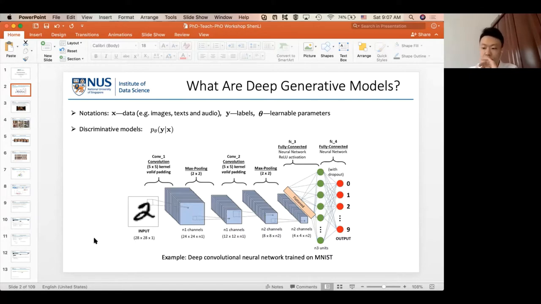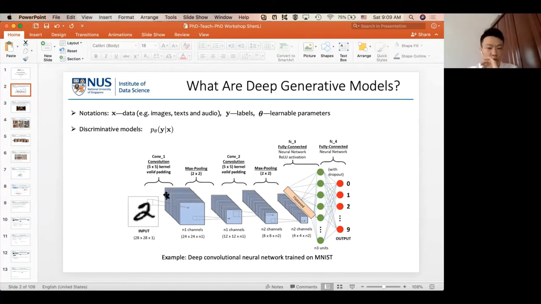MNIST is an image data set, if you are not familiar with it, that contains 10 digits from 0 to 9. And here we show the digit 2, which is of dimensionality 28 by 28, and it's a one channel image. This convolutional neural network takes as input such an image. After a few convolutions and max pooling, it maps this image to the label space from 0 to 9. The last output of this whole model will show us a categorical distribution, such as which category it belongs to, and the probability that it belongs to one particular digit.